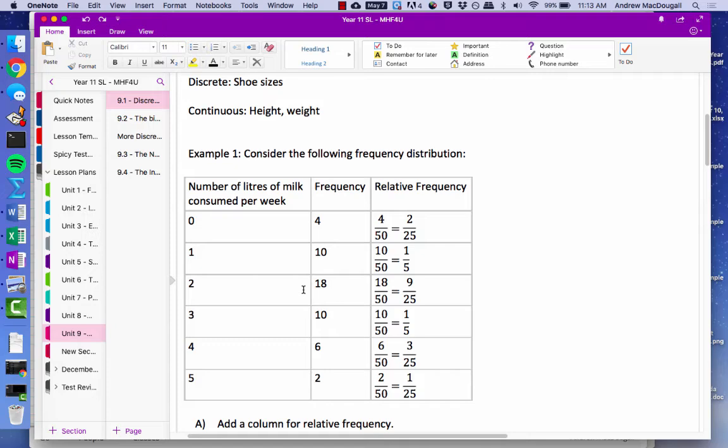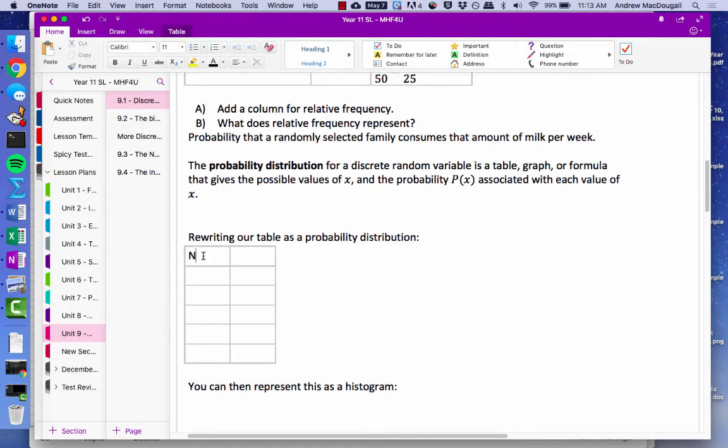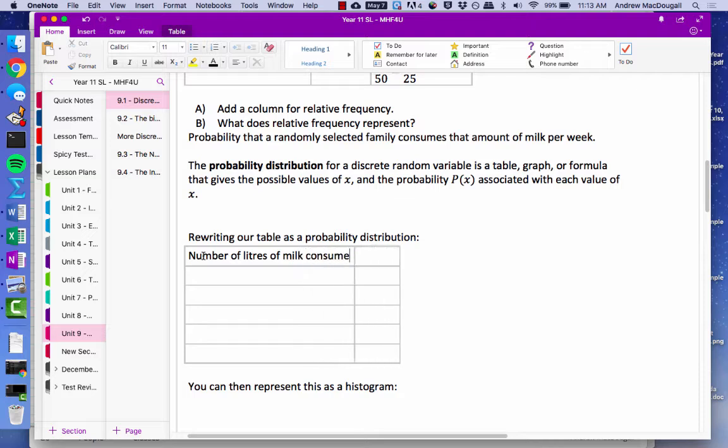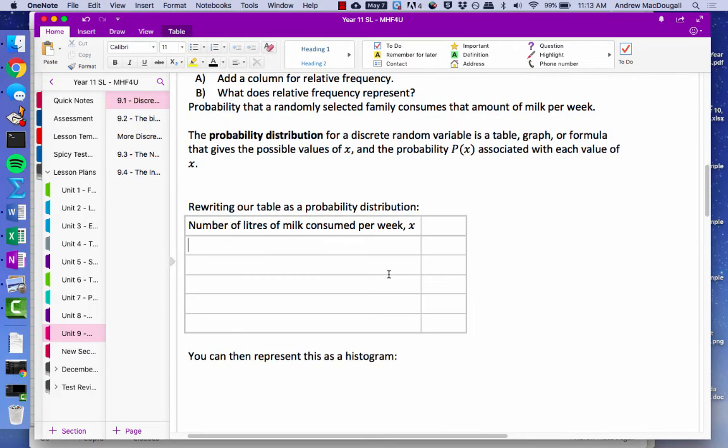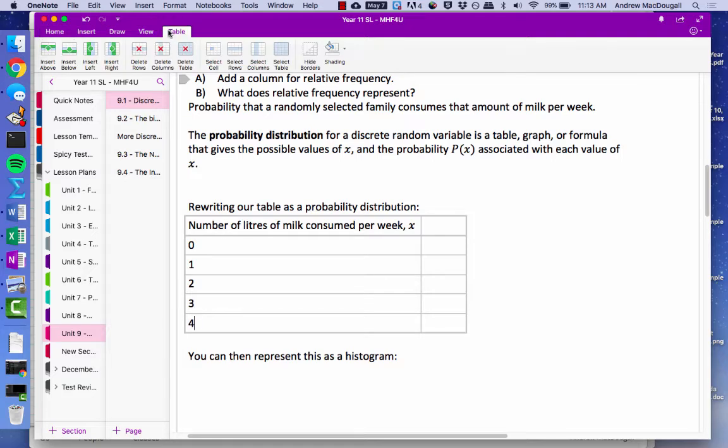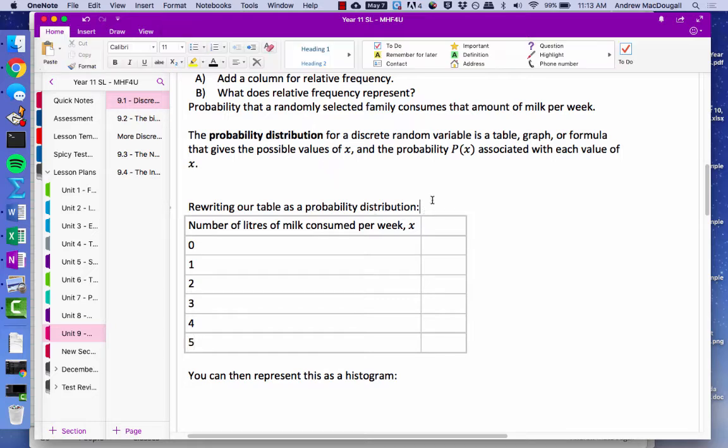So I'm going to rewrite this. So this is the number of liters of milk consumed per week, and we're going to label it that. We're going to let X be our data values, little x. And we know we can have 0, 1, 2, 3, 4, or 5. I need to put a new row in.